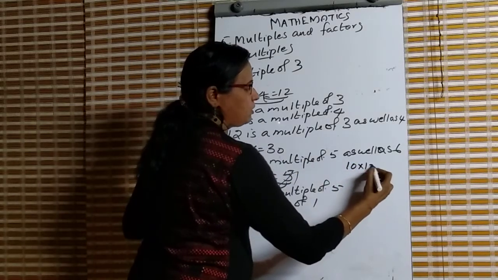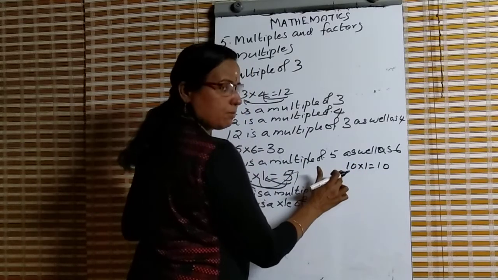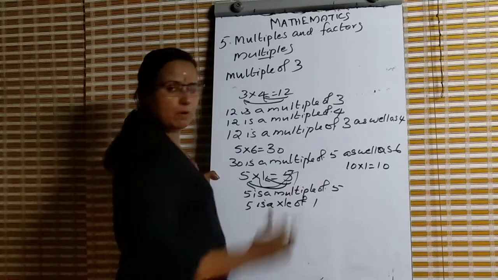Here 10 into 1 is equal to 10. Means 10 is a multiple of 10, and 10 is a multiple of 1.